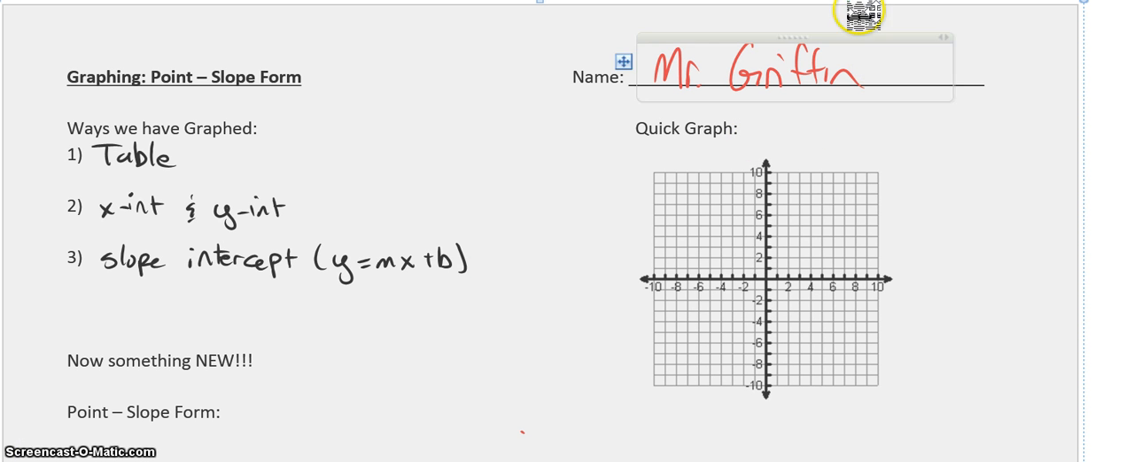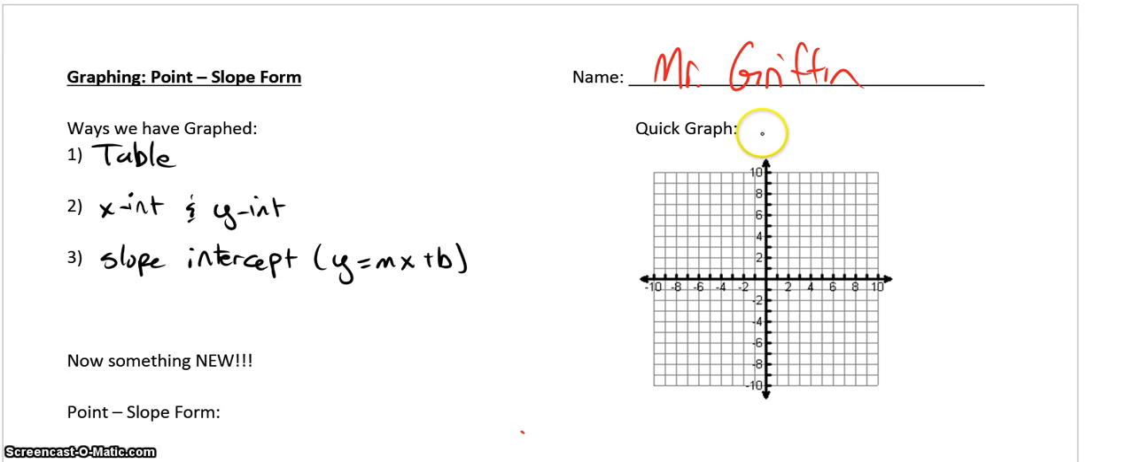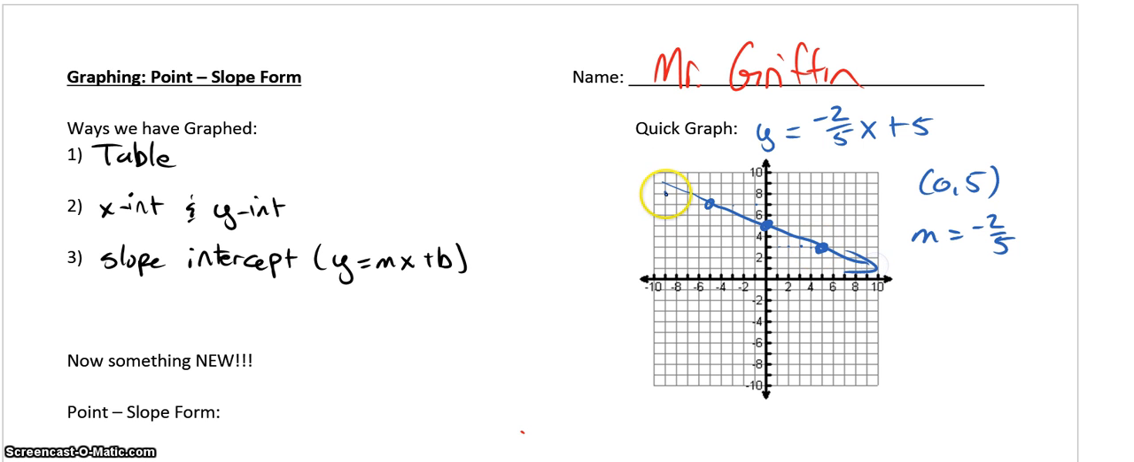So we graphed things using slope intercept form, like y equals negative 2/5 x plus 5, where my y-intercept is (0, 5) and the slope is negative 2/5. So we'd go down 2, to the right 1, 2, 3, 4, 5, and make another point. You could go up 2, to the left 1, 2, 3, 4, 5, and then once we had our 3 points, we connected them with a beautifully straight line and graphed our line. Okay, that's where we're at up until this point.